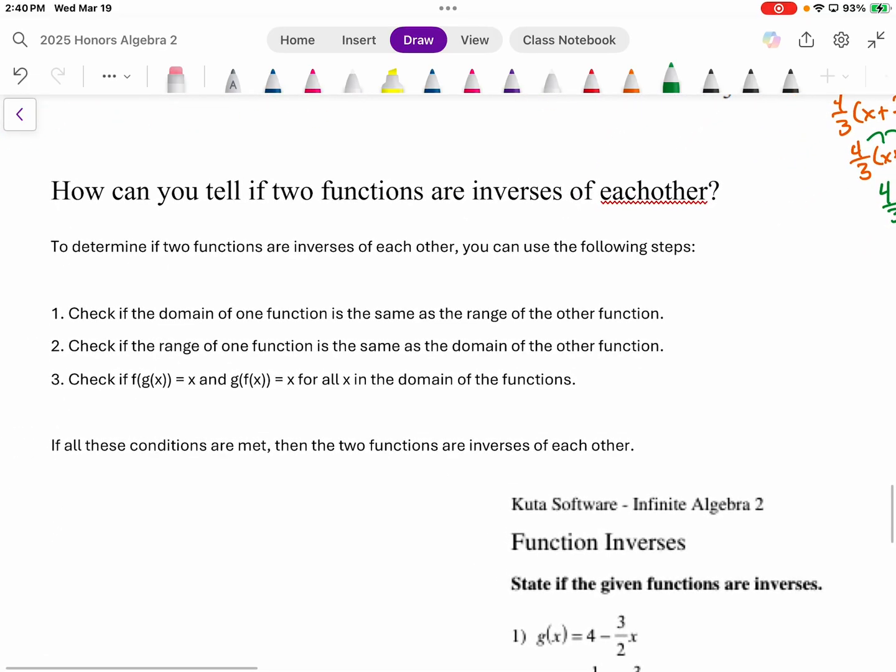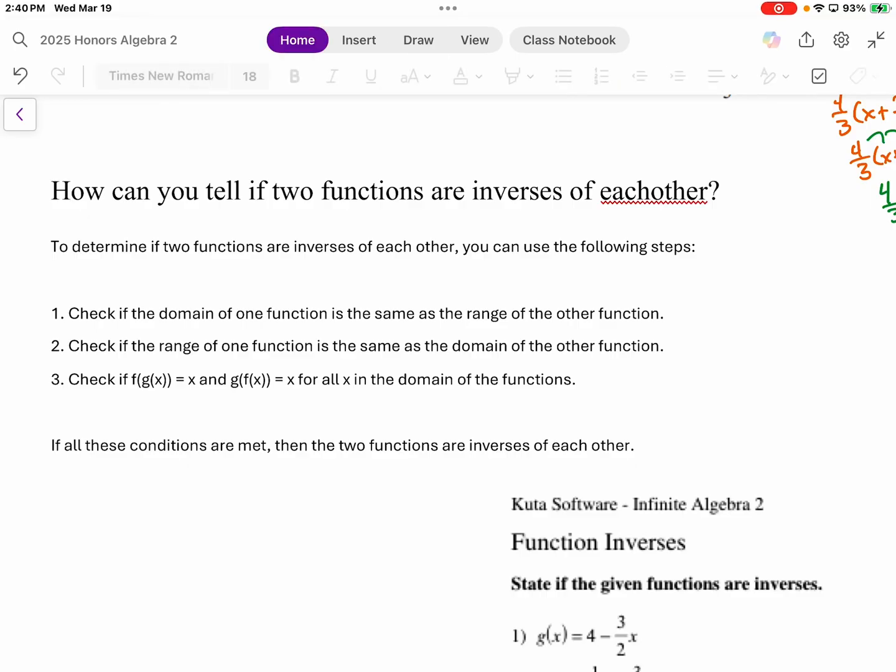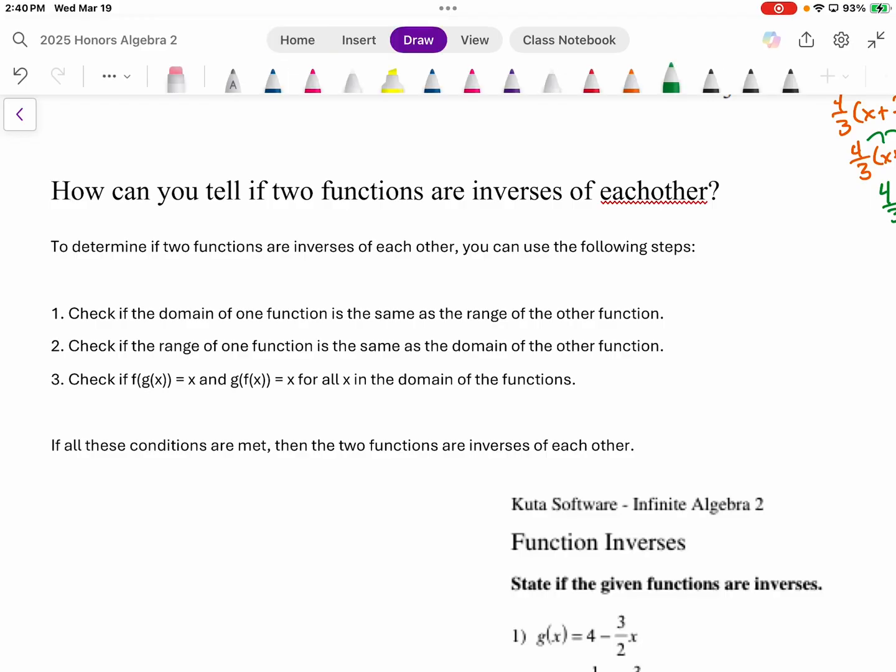How can you tell if two functions are inverses of each other? I guess it didn't like me not putting a space between those two things. First off, to determine if two functions are inverses of each other, we do the following things. First, we check if the domain of one function is the same as the range of the other function. Second, we check if the range of one function is the same as the domain of the other function.